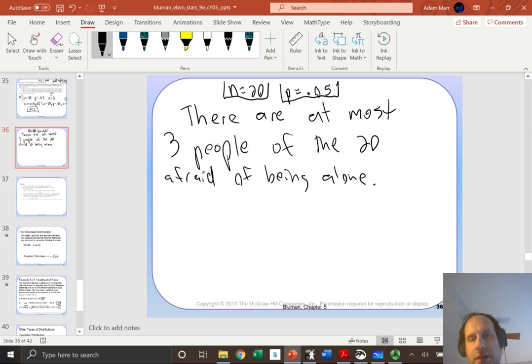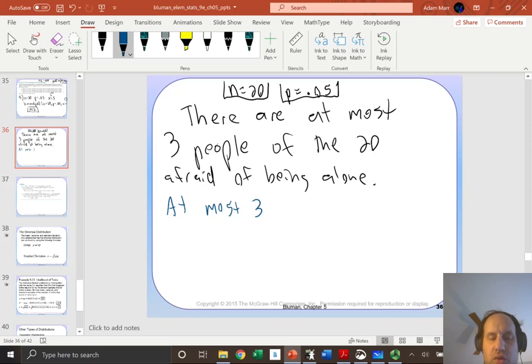Now the difference right here, what does at most 3 mean? Okay, let's go and define that. At most 3. Well, we have 20 people right here. So that would mean 0 people. It could mean that X equals 1 person. It could mean that X equals 2 people. It could mean that X equals 3 people.